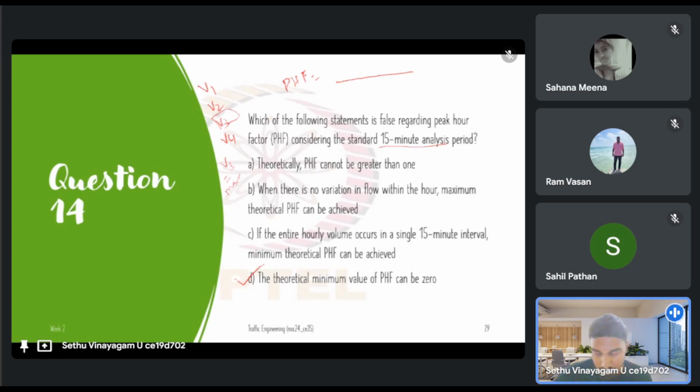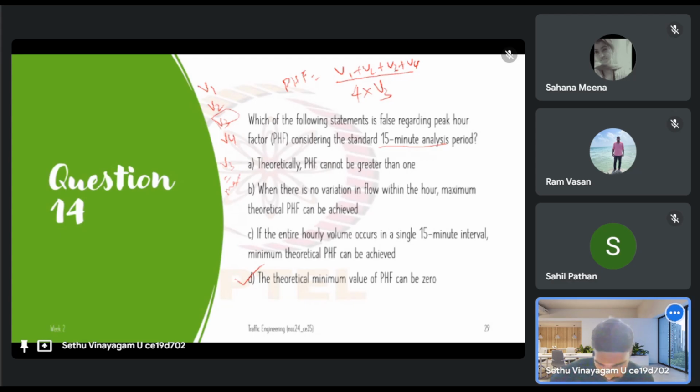So then PHF will be V1 plus V2 plus V3 plus V4. This is the hourly volume, right? So the actual hourly volume divided by the peak flow rate. So peak flow rate is nothing but considering the maximum flow in the period and assuming that that is going to be there in all the four periods, so then that is what we will get as the maximum flow rate, or the peak flow rate. So then the PHF will be the sum of all the volumes divided by 4 times the maximum flow rate, which in this example is V3.